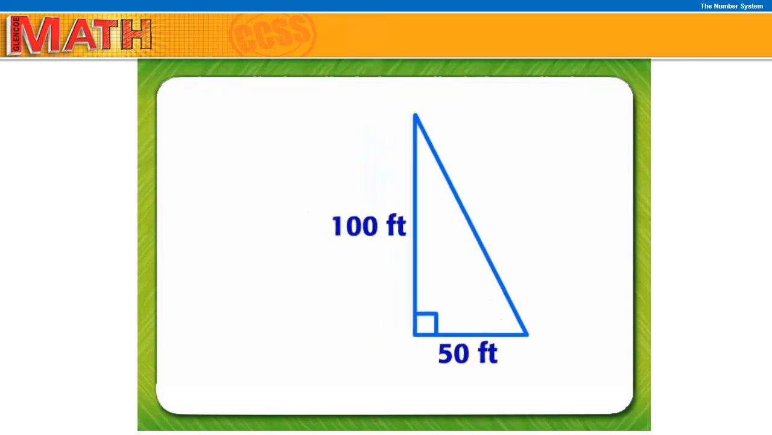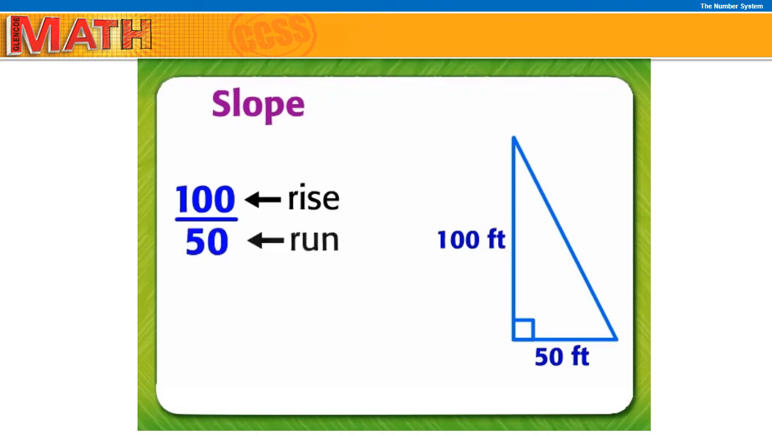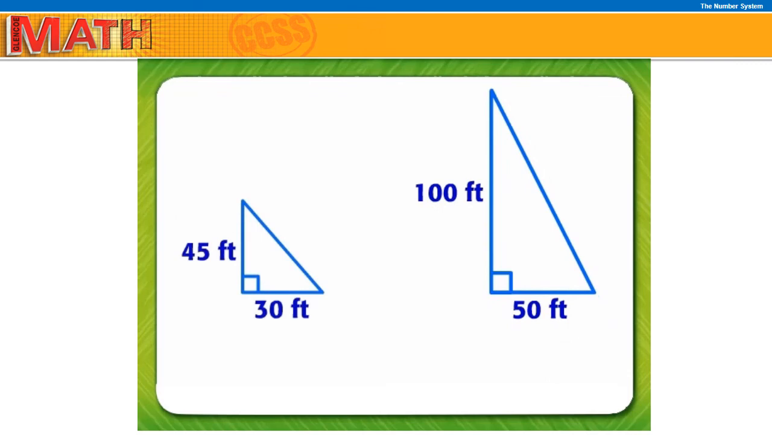Another ladder has been raised 100 feet and has a base of 50 feet from the building. The rate of change equals the height the ladder is raised, 100 feet, divided by the distance of the base of the ladder from the building, which is 50 feet. In simplest form, the rate of change is 2 divided by 1, or 2. So which ladder is steeper? Since 2 is greater than 1.5, the second ladder is steeper.